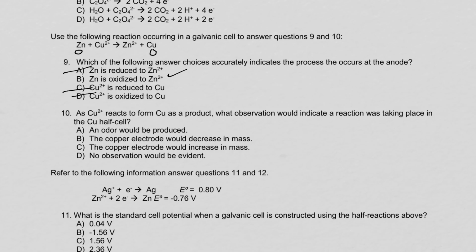When reduction is happening and is producing a solid, literally that ion is coming out of the solution, gaining 2 electrons, and plating on top of that existing copper electrode, which means it would be increasing in mass or gaining mass. So the answer is C.